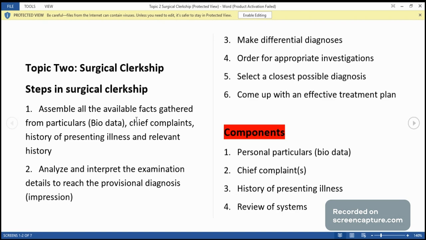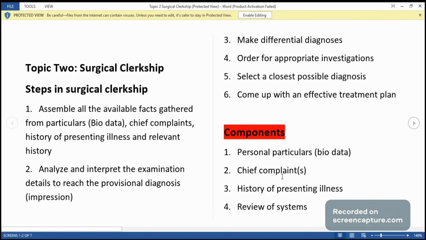Now we are also going to analyze and interpret the examination details to reach the provisional diagnosis. We shall also make a differential diagnosis, order appropriate investigations, select the closest possible diagnosis, and come up with an effective treatment plan and even discharge. So the general components of clerkship are personal particulars like biodata, that is the name, age, next of kin, contact, religion, occupation, residency. All that revolves around biodata, and you're going to check why we need to have them.